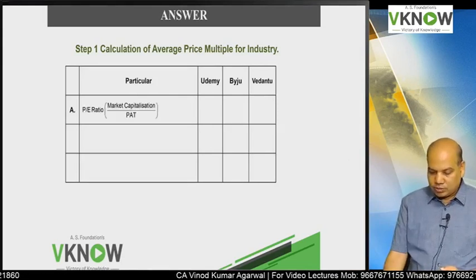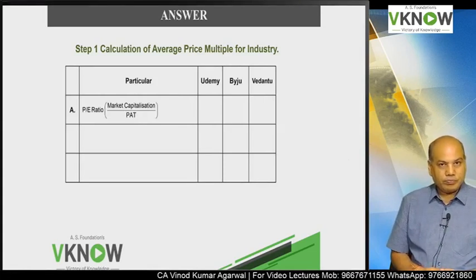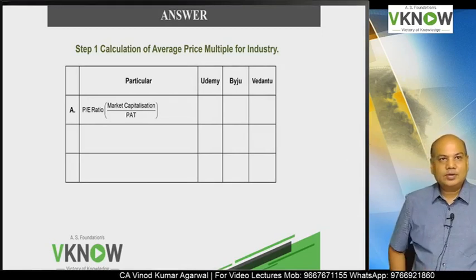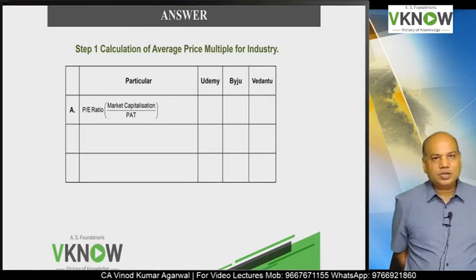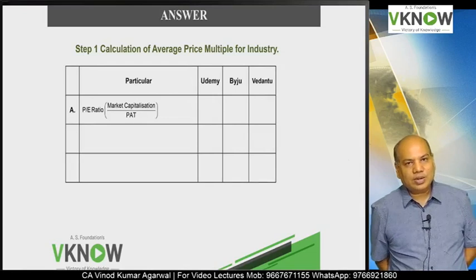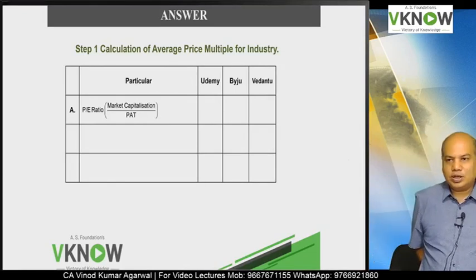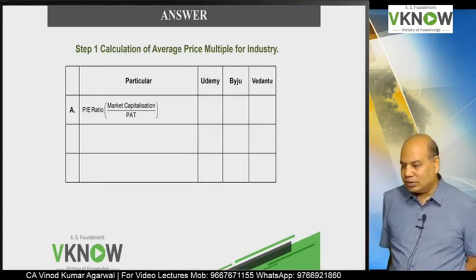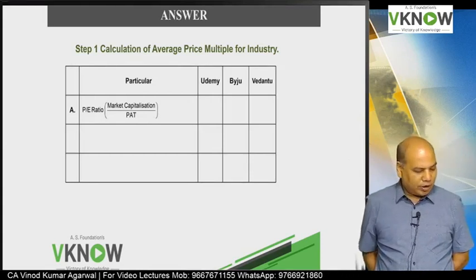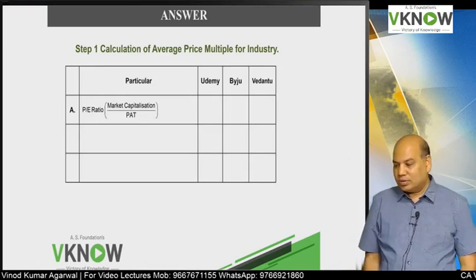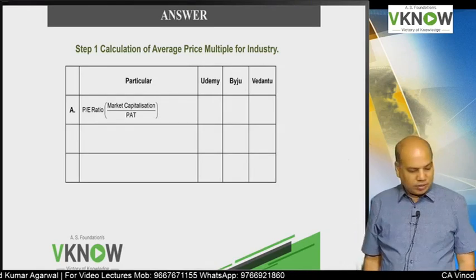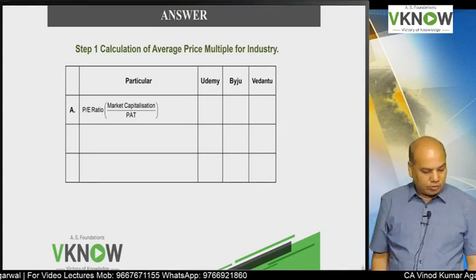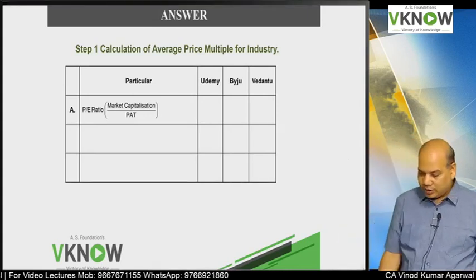So first write down the P/E ratio. Price earning ratio is market capitalization upon PAT. Either you can take price per share or you can take total market capitalization. In the denominator, you can take EPS or you can take PAT. Please reply. If you don't reply, I will not move ahead. First column, Udemy. What is the P/E ratio? 20.